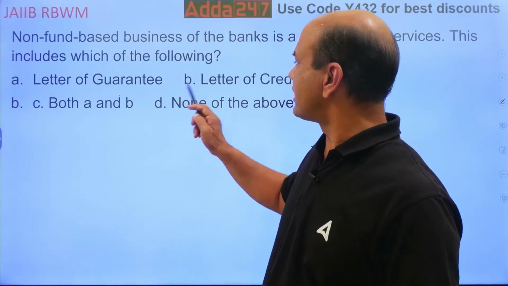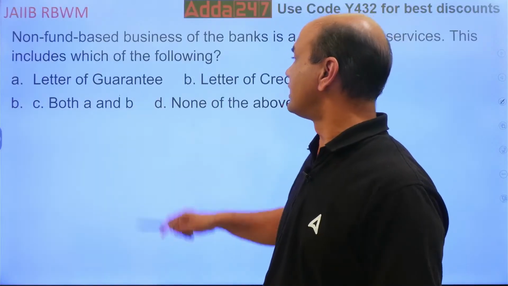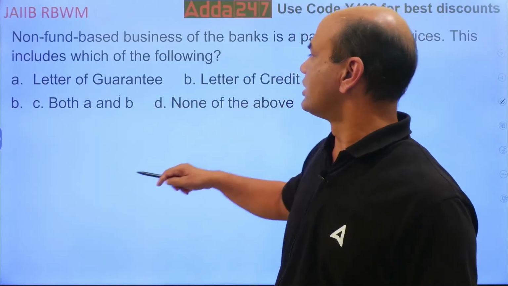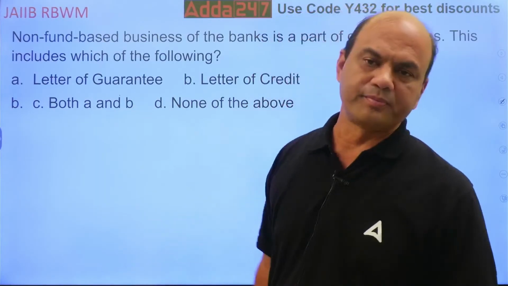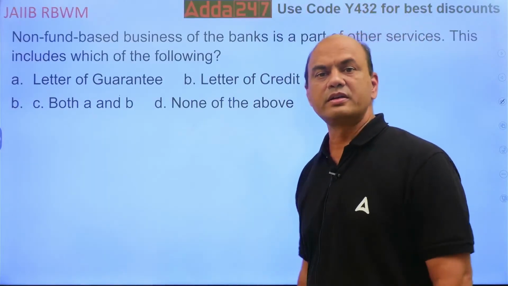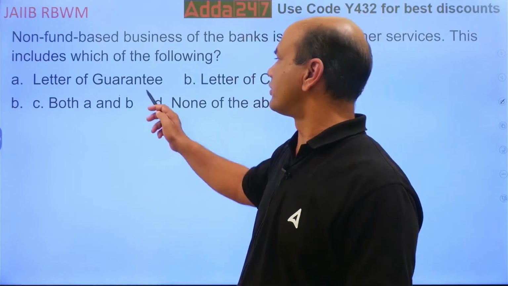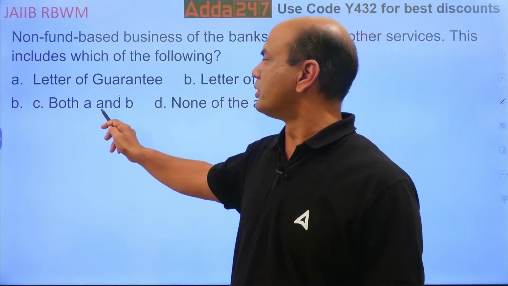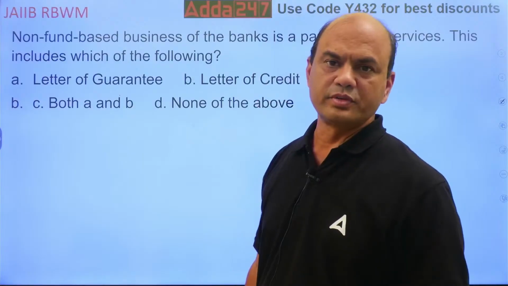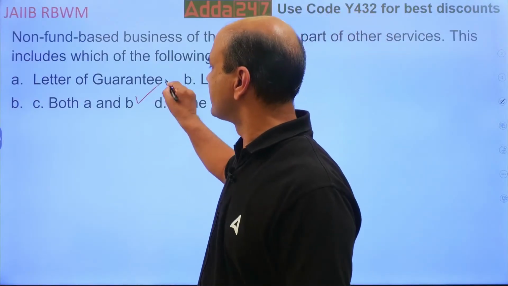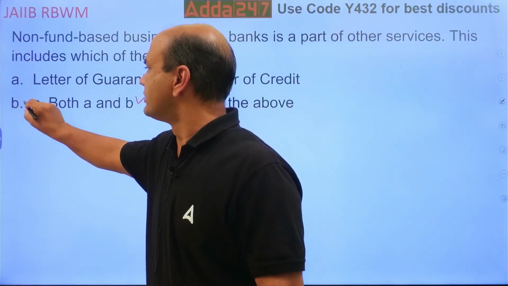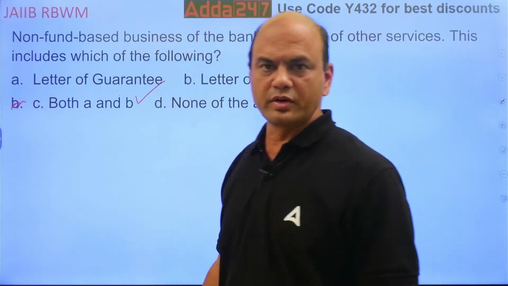So which of them are under non-fund based? LC, letter of guarantee, letter of credit. Both A and B, none of the above. Think over it. Letter of guarantee, letter of credit, both A and B. So it is C, both A and B. Got it?